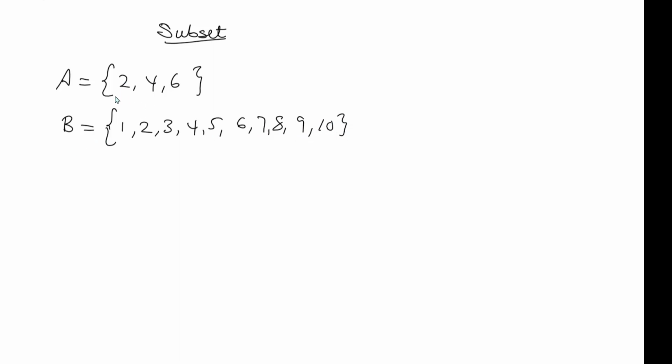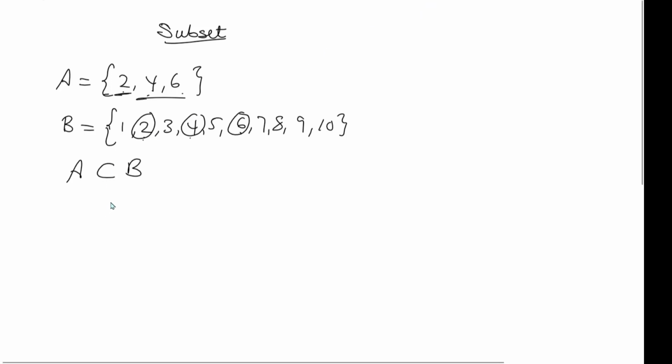So you can see that set A's elements 2, 4, 6 can all be found in set B. In this case, A becomes a subset of B. So when all elements of one set are in the other set, then it forms a subset. So A is a subset of what? Set B.